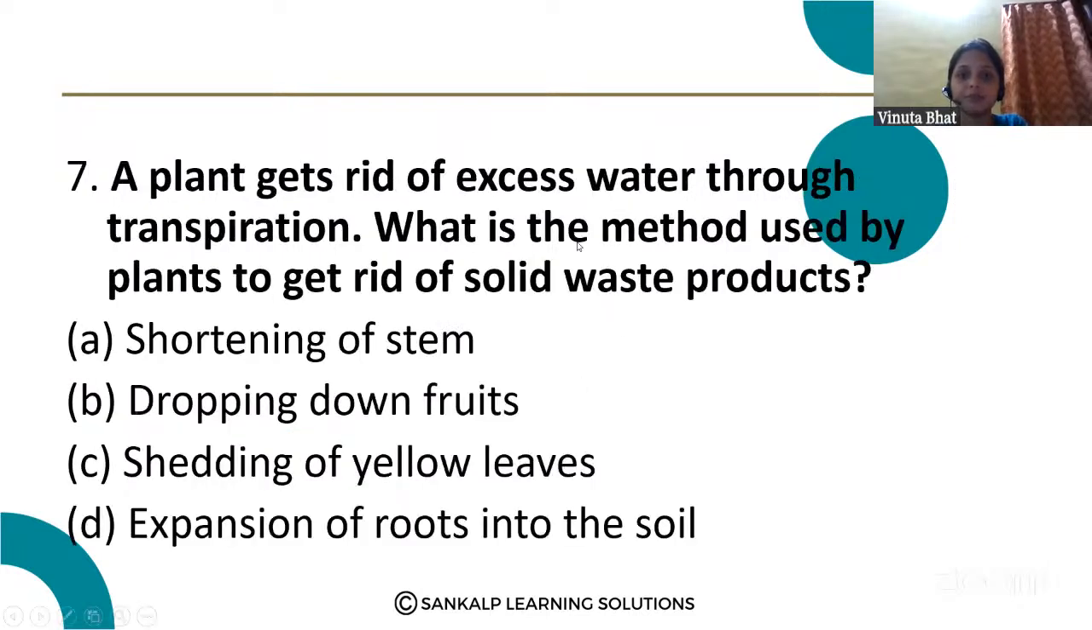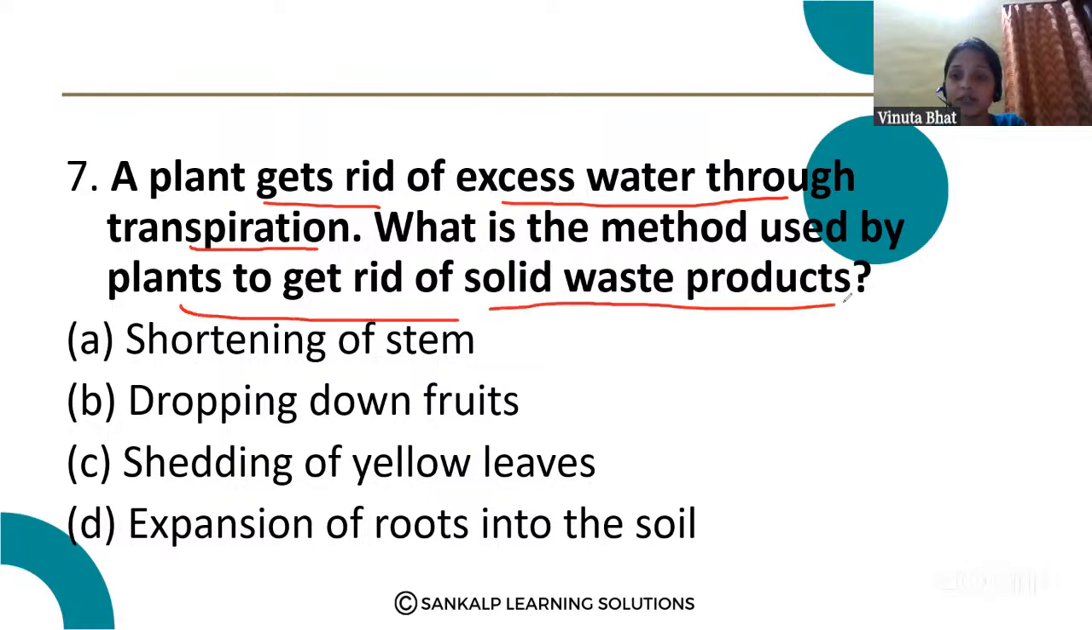Next question. A plant gets rid of excess water through transpiration. What is the method used by plants to get rid of solid waste products? In human beings, there is a specialized system called the excretory system to get rid of solid waste products. But in the case of plants, how do they remove this solid waste?